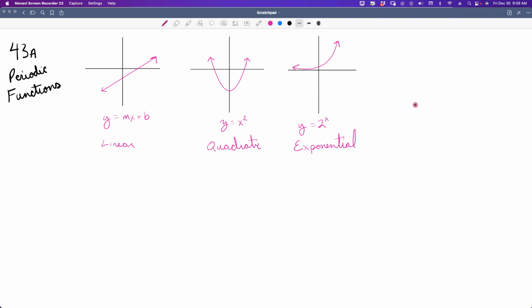Welcome back, Algebra 3. We're in Lesson 43. This is Section A. We're going to talk about periodic functions. First, let's refresh our memory on the functions we've learned so far.